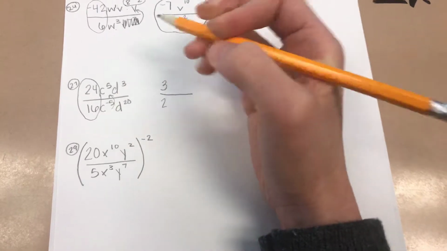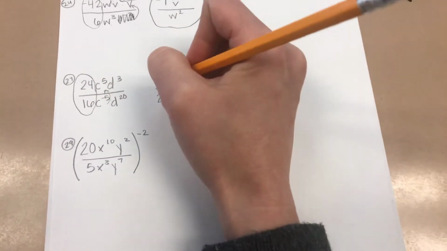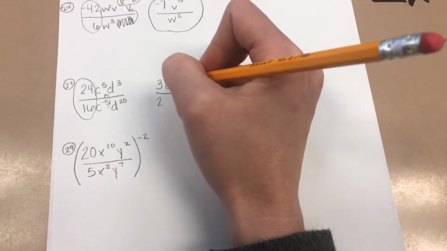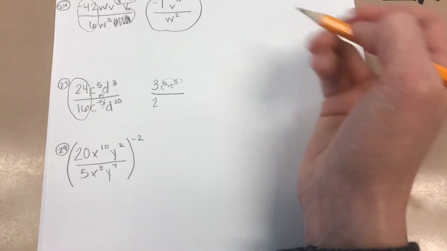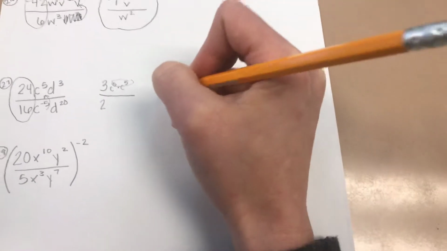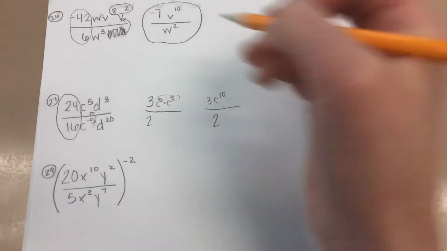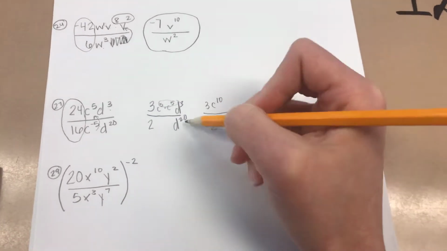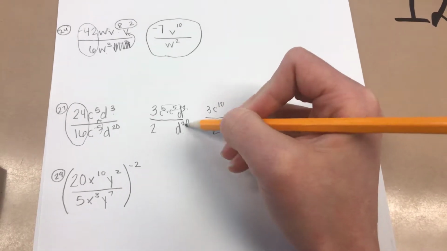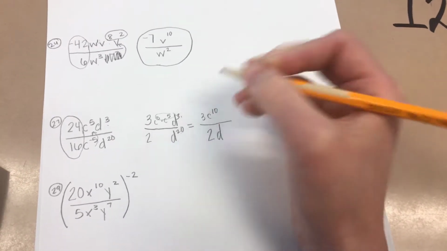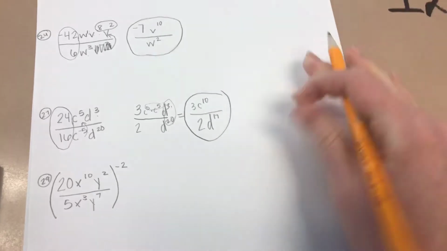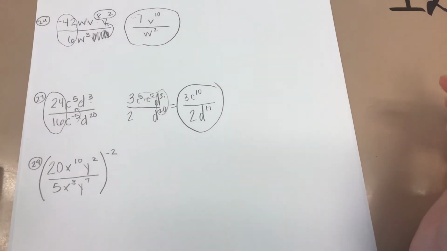That means I get to jump the line and put it on top, which gives me a C to the 5th times C to the 5th. We add those exponents and we get C to the 10th. So I'm just going to go ahead and start rewriting my answer here. Also, we have a D to the 3rd and D to the 20. So D to the 20 is bigger than D to the 3rd, so we're going to go ahead and write our D on bottom, then subtract. It leaves me with 17. So my final solution is 3C to the 10th over 2D to the 17th.